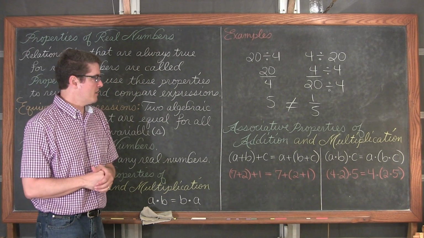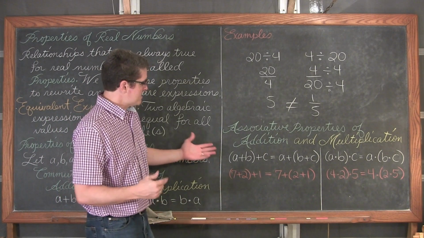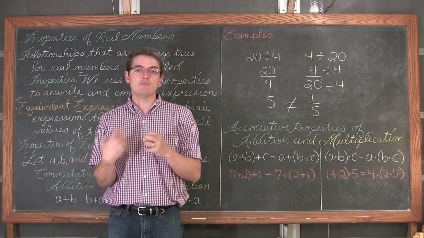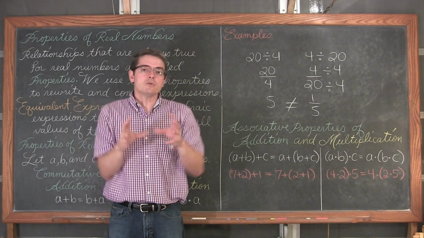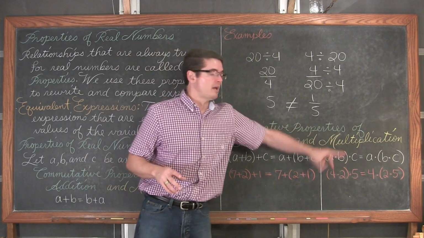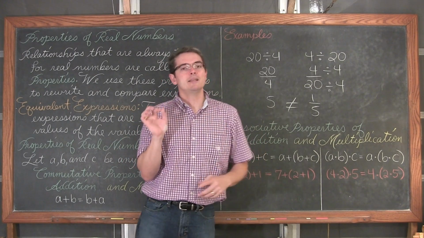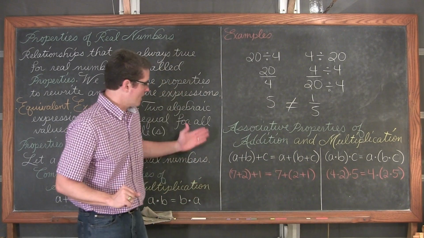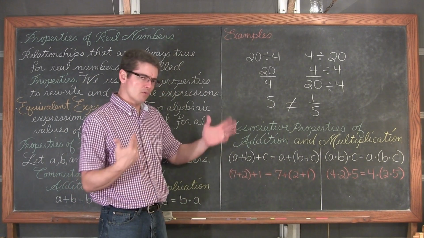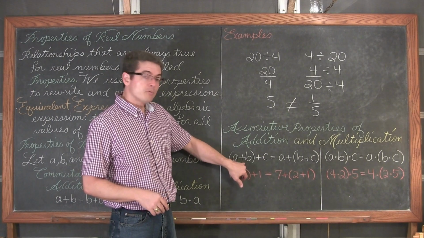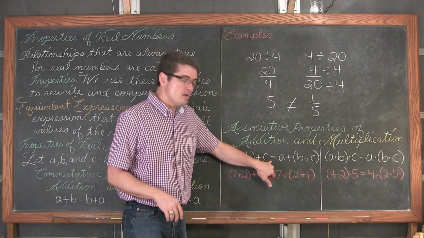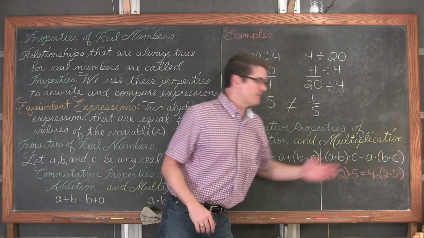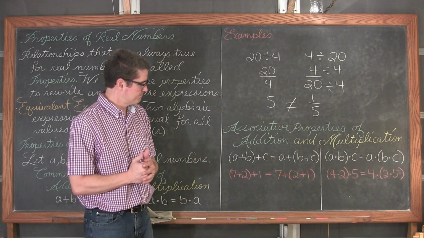The associative property of addition and multiplication, well, now associative, to associate with people, is to group with them, to make friends, basically. So the associative property of addition and multiplication is about regrouping the numbers, not moving them like we do with the commutative property. So our example here says that we have (a + b) + c is equal to a + (b + c). And we basically have a very similar statement for multiplication.